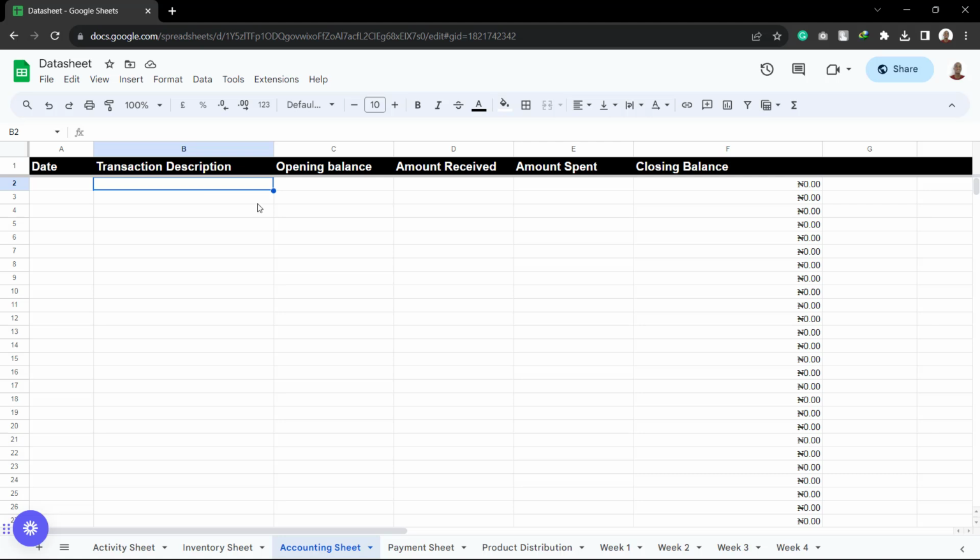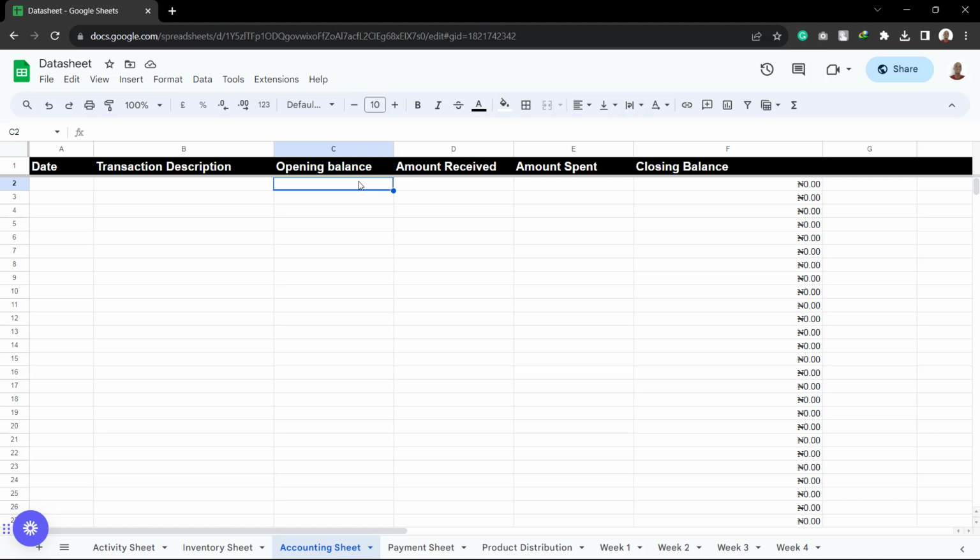The third one is the opening balance. This opening balance is the amount we have at the beginning of that business day. So the opening balance of today is the same thing as the closing balance of yesterday. If we had 50,000 naira left in our balance yesterday, in our closing balance, today our opening balance will be that same 50,000 naira. So is what we are saying clear?